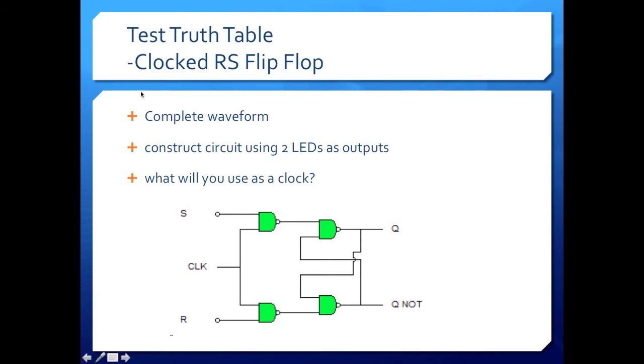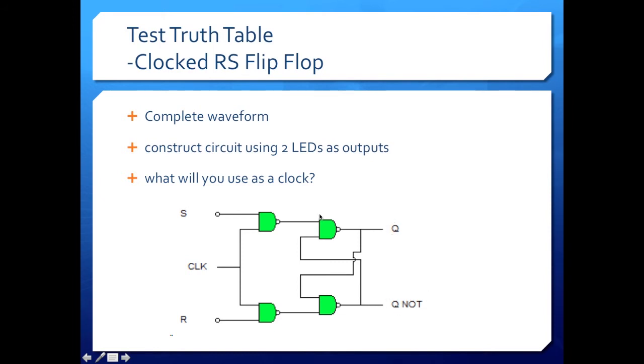So what I'd like you to do first is complete the waveform on the sheet that was handed out. And secondly, I want you to construct the circuit that you see below you using two LEDs, just like you did with the RS, as the outputs. So the green LED represents Q, and the red LED represents Q naught.